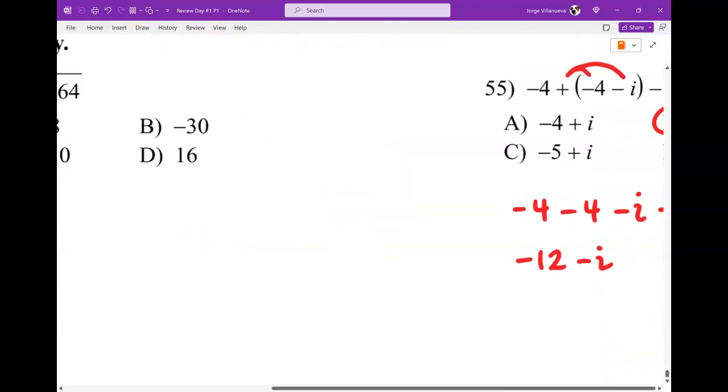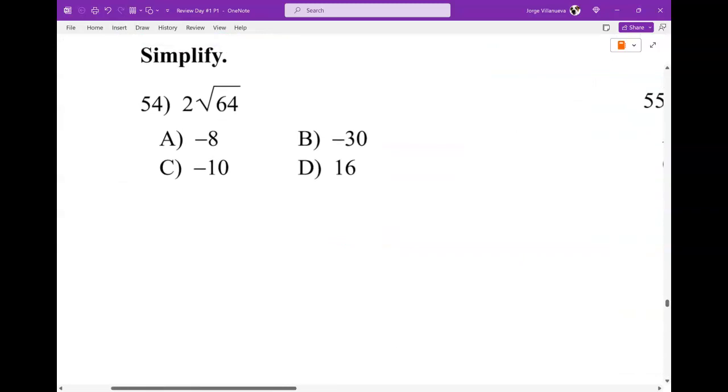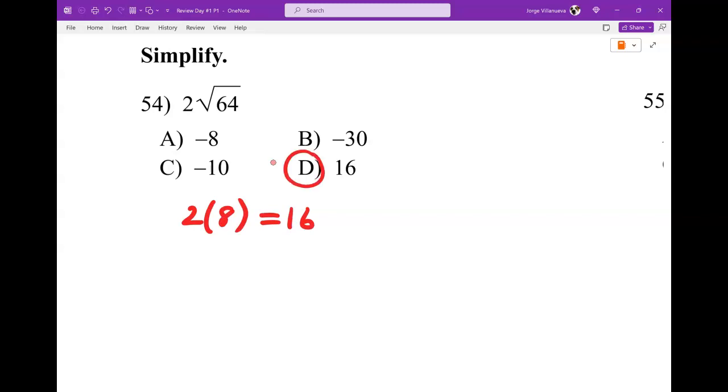All right, 54. I think 6th period asked for this one yesterday. All they want me to do is simplify. Now, if you have a calculator, you just type this in. It'll give you the answer. It's going to tell you it's 16. If you don't have one, you can do it by hand. What is the square root of 64? 8. So this is just 2 times 8. Okay. So there you go.